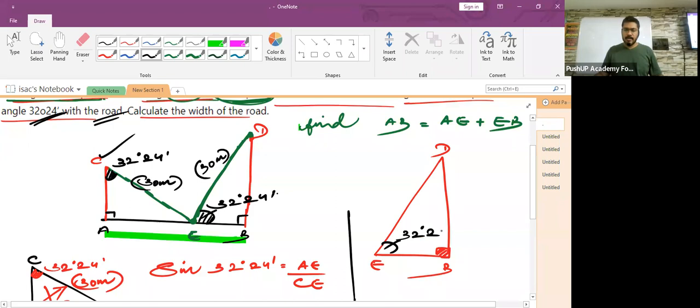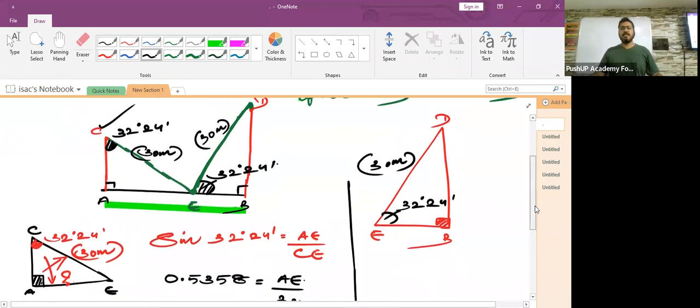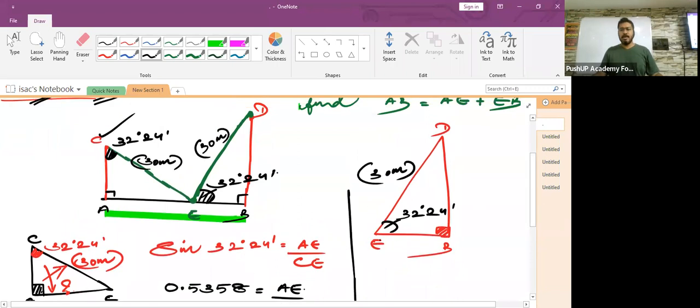32 degrees and 24 minutes. This is how the diagram is. And this is how much? 30 meters. All right. Yatasha, which function? Sit and answer. Which function will you use? You have to get the value of EB.